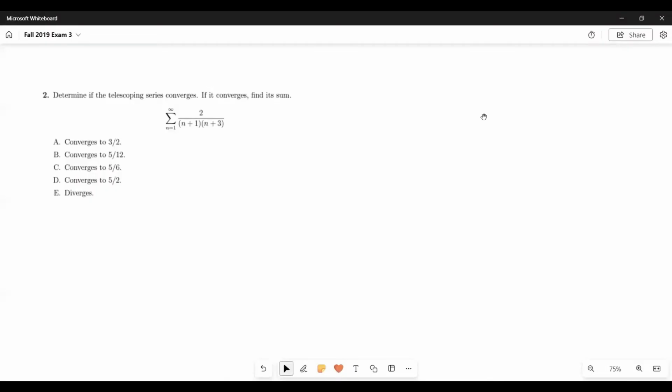Okay, this question asks, determine if the telescoping series converges. So this is not actually in the telescoping series form, so we're gonna change it using the partial fraction decomposition. So this is 2 over m plus 1, m plus 3, right? This is equal to a over m plus 1 plus b over m plus 3. I'm assuming you know how to do partial fraction decomposition because that was the exam topic on the last exam, so I will skip the explanation. If you're still confused, go back to the partial fraction decomposition topics and study those.